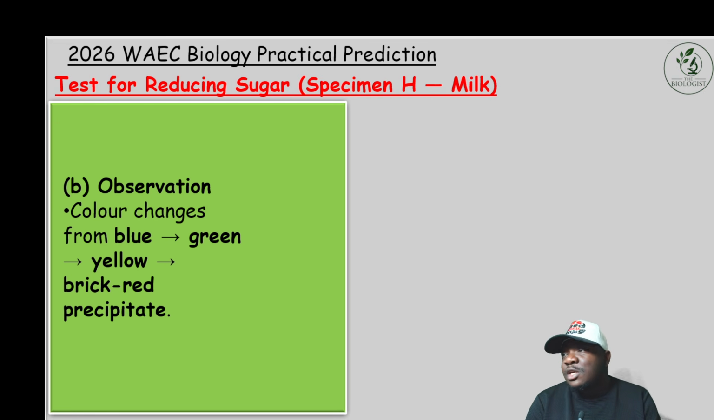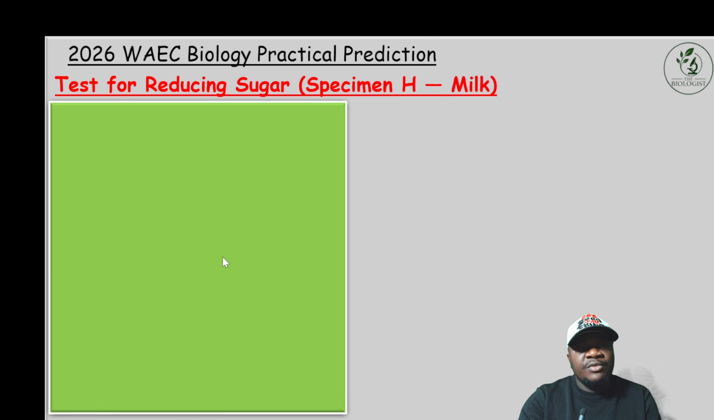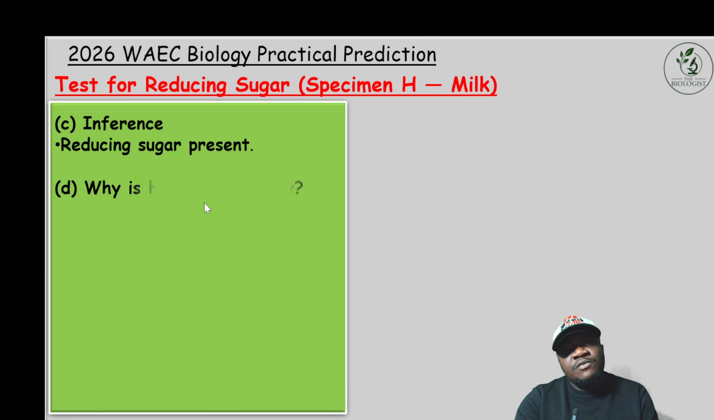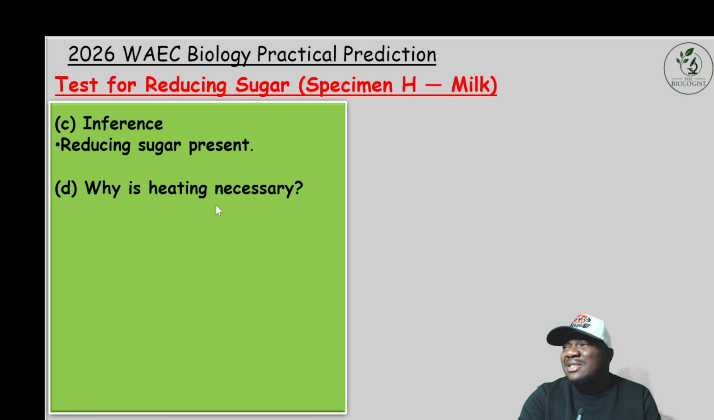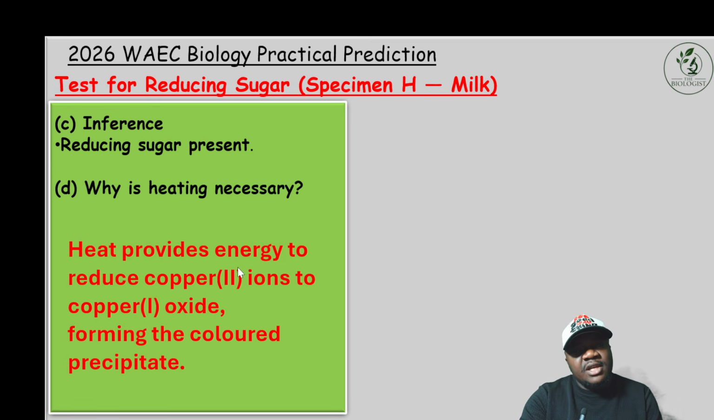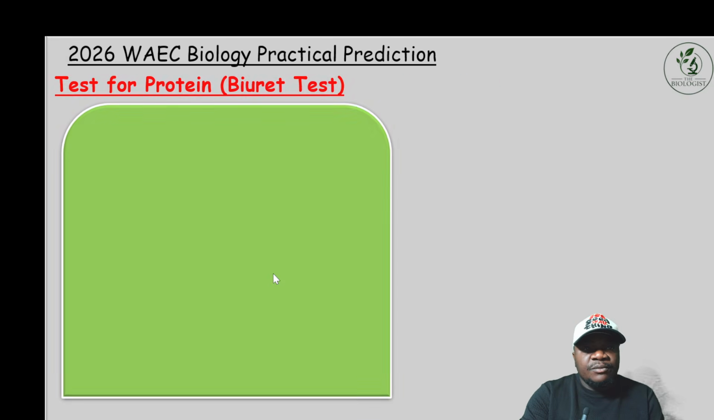So in most experiments, what you check is the color changes that occur, for you to be able to detect that, okay, this is what I'm looking for and this is what it is. So the inference is that reducing sugar is present, and why is heating necessary? Heat provides energy to reduce copper II ions to copper I oxide, forming the colored precipitate, which is the brick red color we're able to observe. I doubt if they're going to ask you this, but in case they ask you, this is the answer to that question.